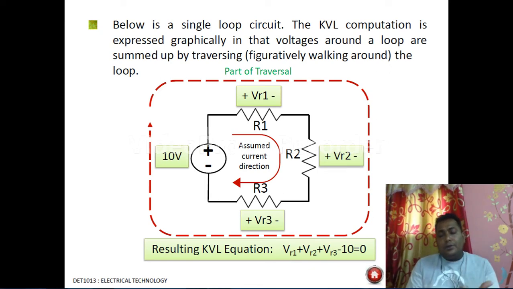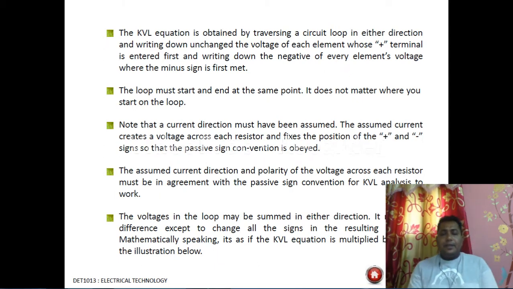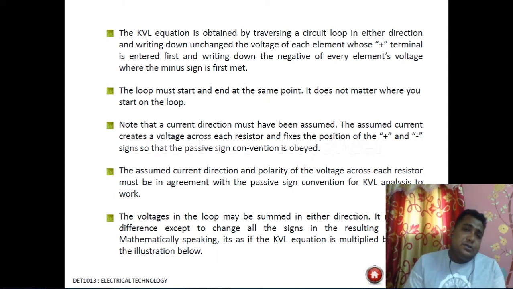To write down the equation, as it is a DC circuit, we have to find out the potential points, looking at which one is the higher potential and which is the lower potential. Regarding that, we can write down the equation. Yes, so some points we have to remember. Those are the points.